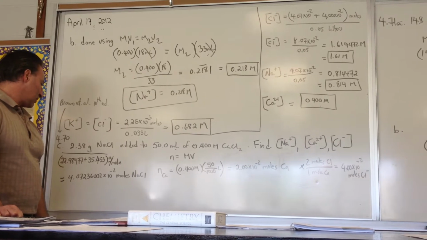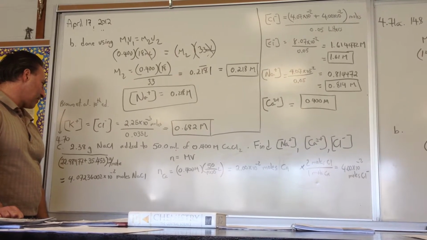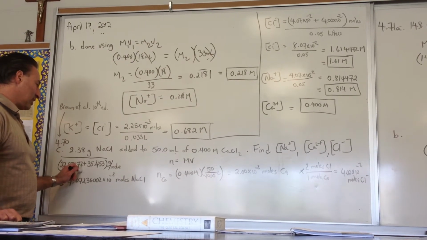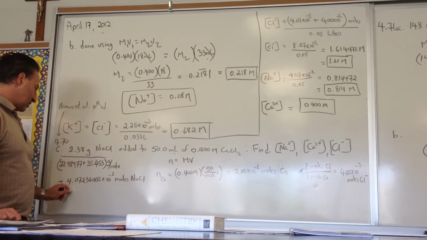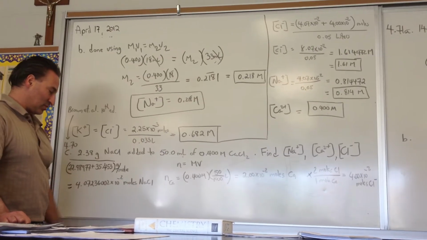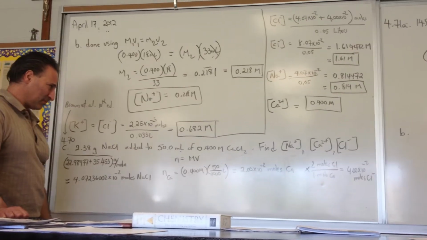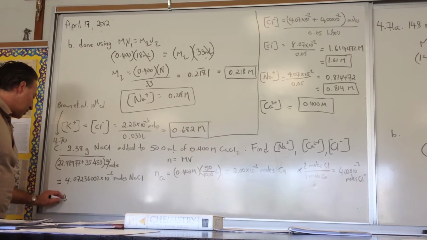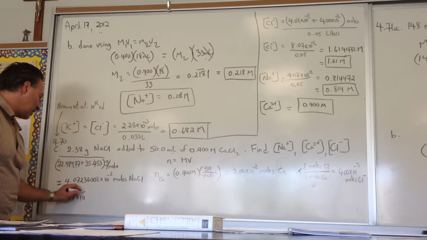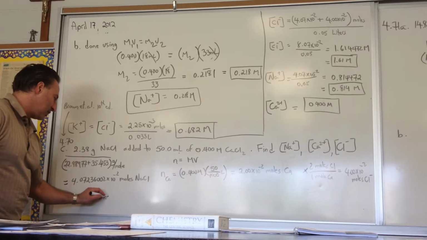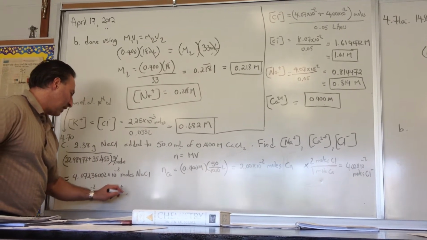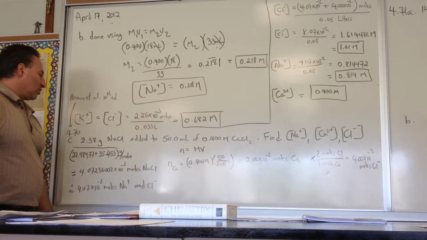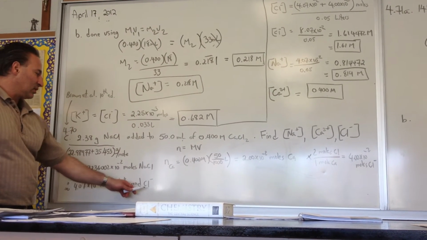First of all, I calculated how many moles of sodium chloride there was. 2.38 divided by the molar mass of sodium chloride tells you that there's 4.07 times 10 to the minus 2 moles of sodium chloride, which will also give you 4.07 times 10 to the minus 2 moles of sodium and chloride ions. Now the total concentration, the first one I worked out was the chloride concentration.